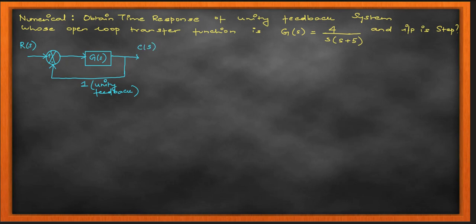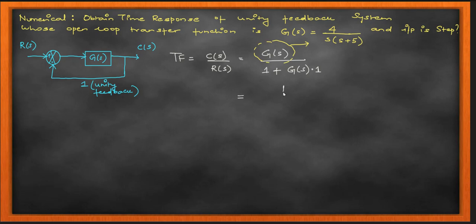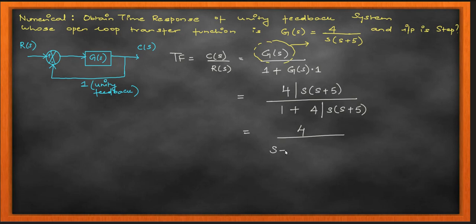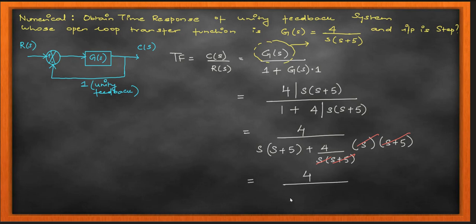So the question is something like this: obtain the time response of a unity feedback system whose open loop transfer function is G of s equal to 4 divided by s into s plus 5. They are telling us it is a unity feedback system, which means your H of s is 1, and in the question they have given you G of s. So we have to find the transfer function, and the formula for the transfer function is G of s divided by 1 plus G of s into 1. Substituting for G of s, this simplifies to 4 divided by s into s plus 5 plus 4.